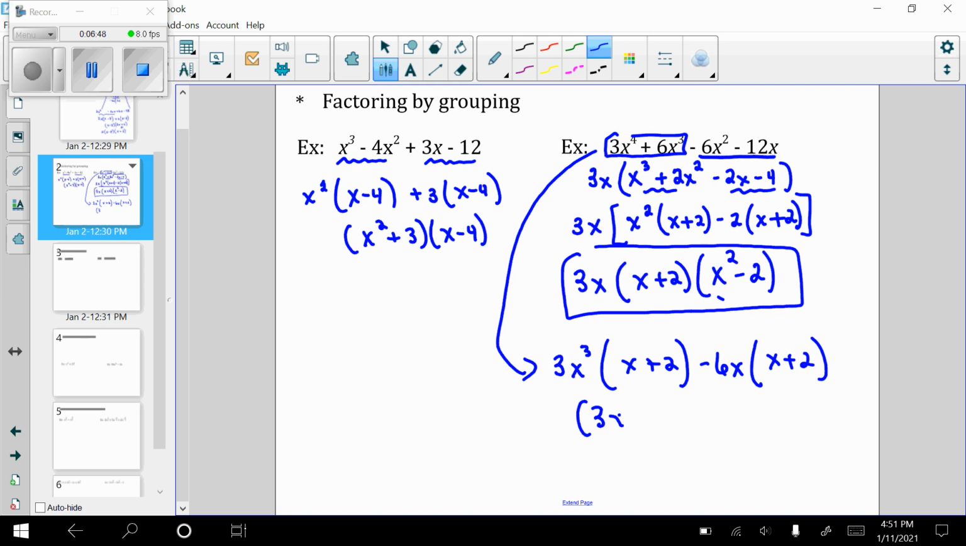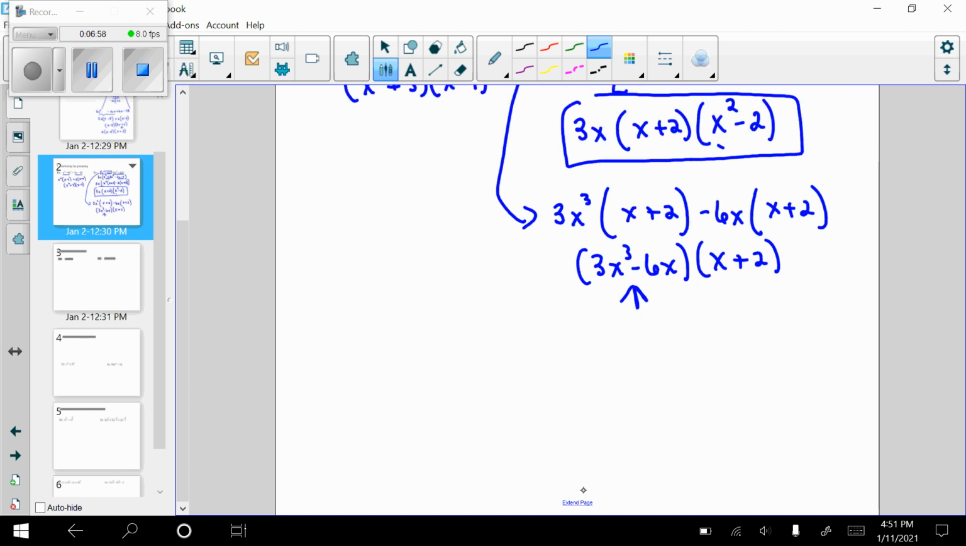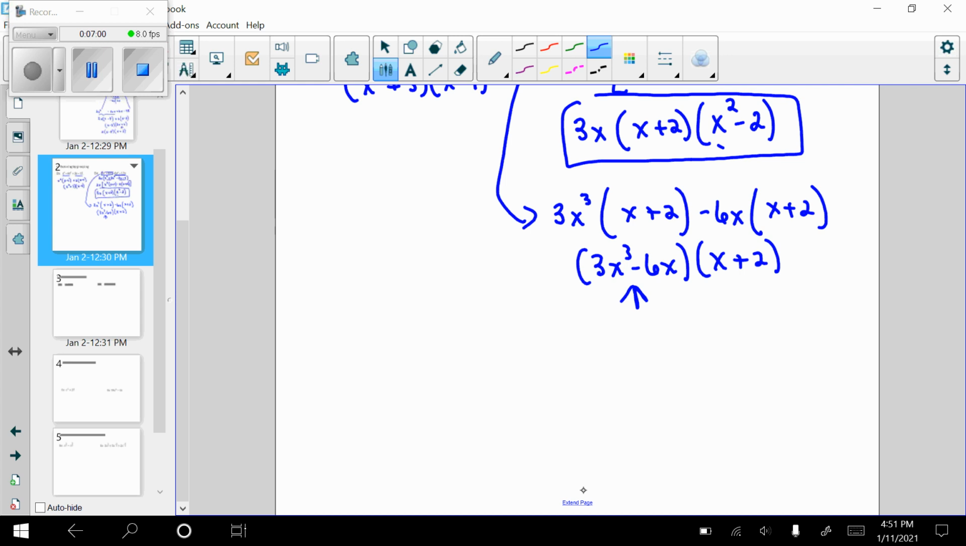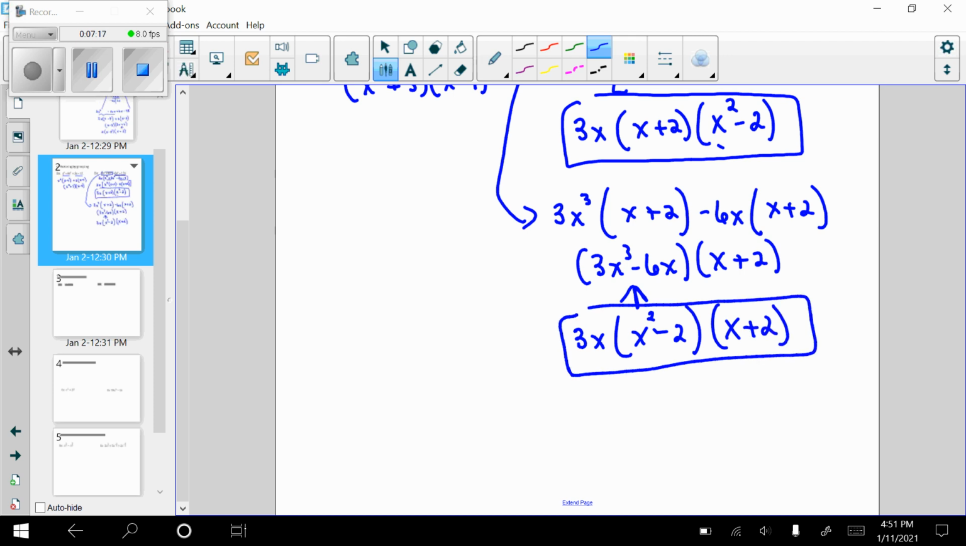So then you have 3x to the third minus 6x times x plus 2. But then if you look at this binomial, you can pull out a GCF, which is 3x. And then you're left with x squared minus 2 times x plus 2. So either way, you get the same answer. It just depends on how you start the problem. So always look to make sure you factored completely.